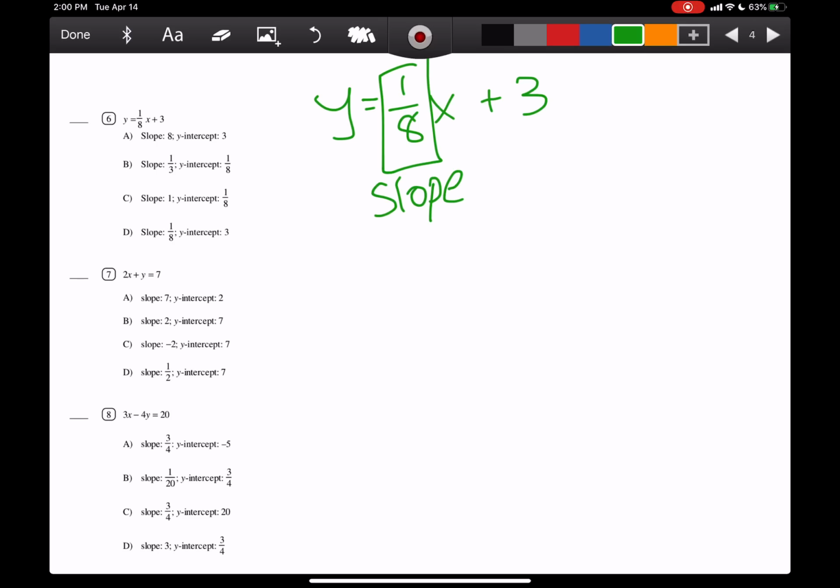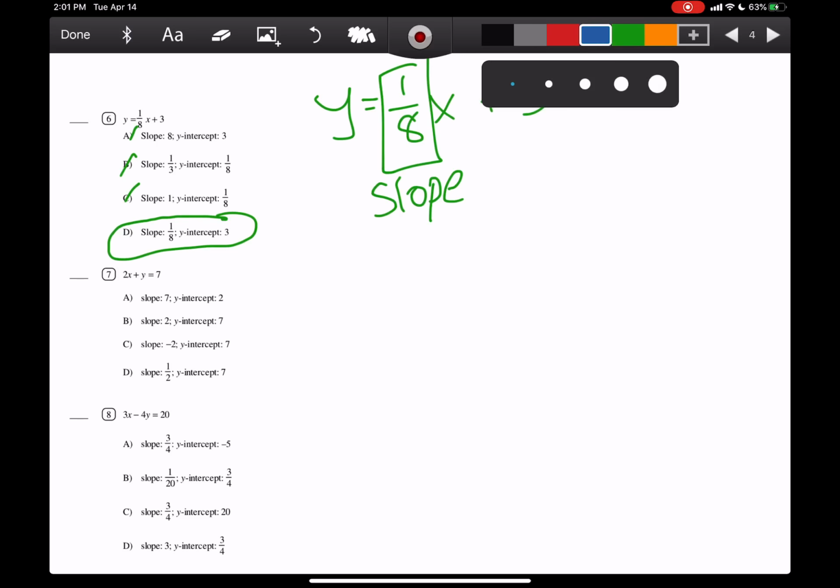Let's look at our answer choices from here, see if we can go ahead and find it. Okay, slope is 8. Nope. 1/3. Nope. Already found it. Let's just do a cross check. D is the answer. D says that y-intercept is 3. Well, let's look back at our problem here. Is that the case? It is indeed the case. So in this case, number 6 is D. Now let's look at number 7.